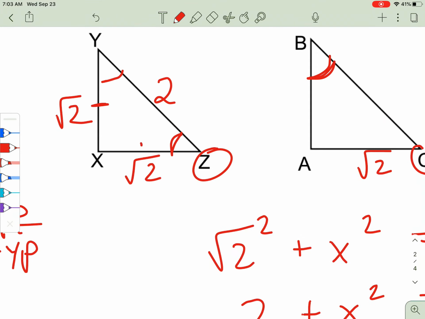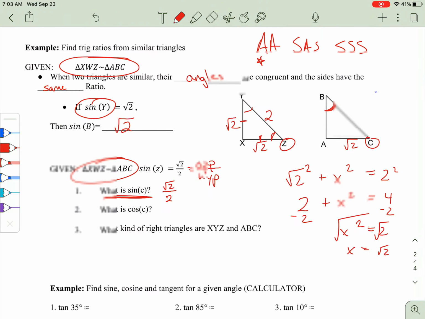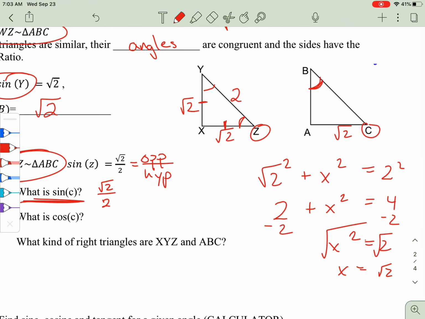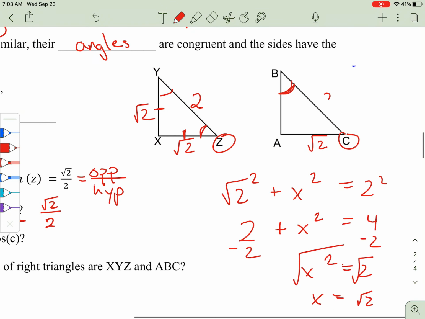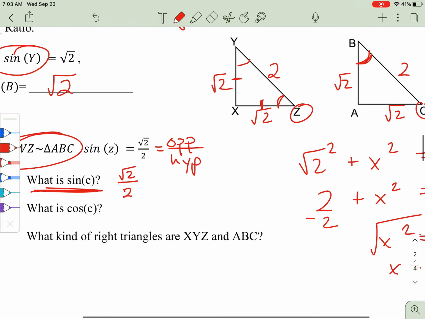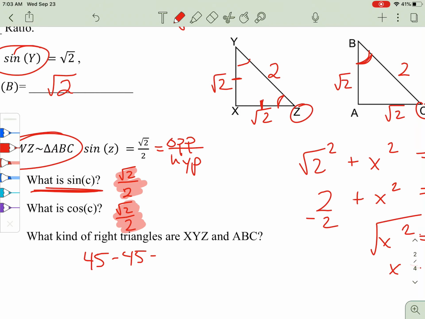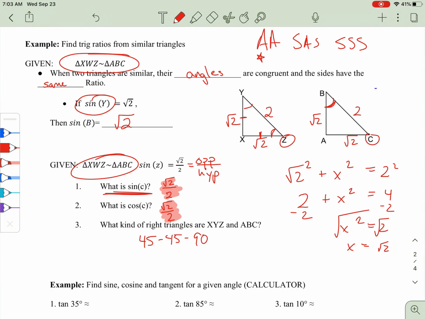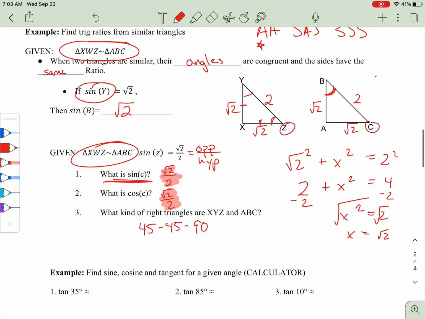So we have 2 sides that are exactly the same, right? So cosine of c would also be radical 2 over 2. So since the sine and cosine are the exact same, okay, we have a 45, 45, 90 triangle. Okay, so we talked about that the other day.